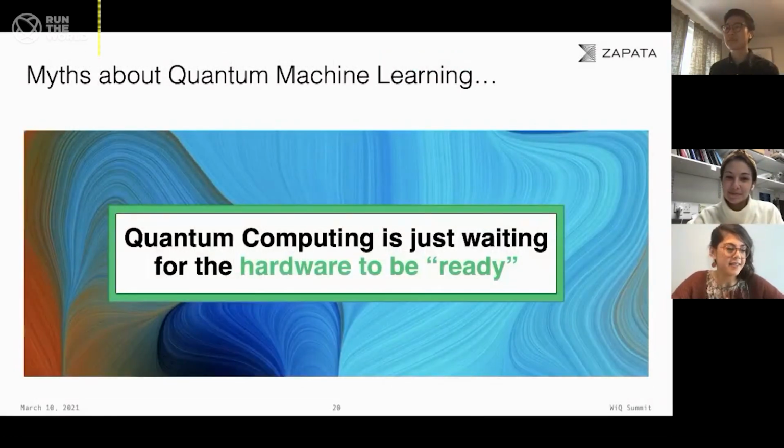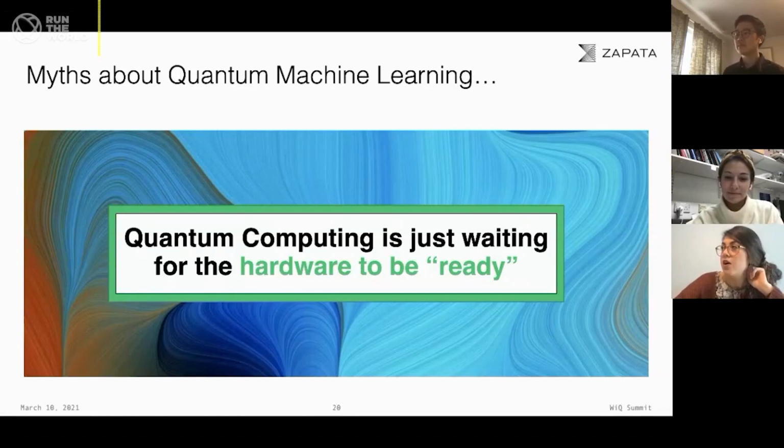And then let's go to the second myth. The second myth is that quantum computing is just waiting for the hardware to be ready. Sometimes when my friends ask me what I do, and I say I work for a company that develops software and algorithms for quantum computers, they react saying, well, quantum computers are not there yet. So what's the point in developing tools for a technology that we don't have yet?